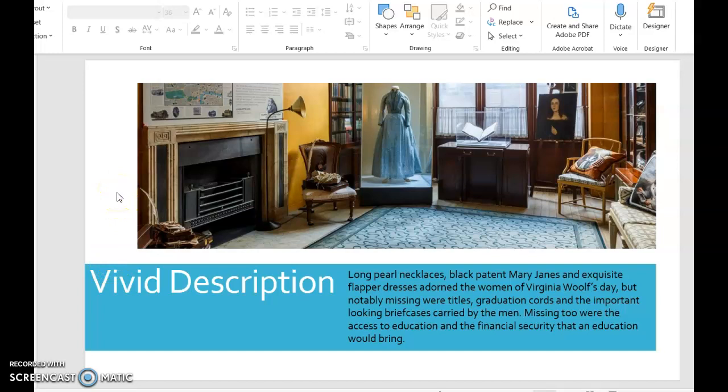So, long pearl necklaces, black patent Mary Janes, and exquisite flapper dresses adorned the women of Virginia Woolf's day, but notably missing were titles, graduation cords, and the important-looking briefcases carried by men. Missing too are the access to education and the financial security that an education would bring. So in this instance, I decided to talk about the women's fashion of the day and compare it to some of the notable things that were missing that were in men's ability to wear.